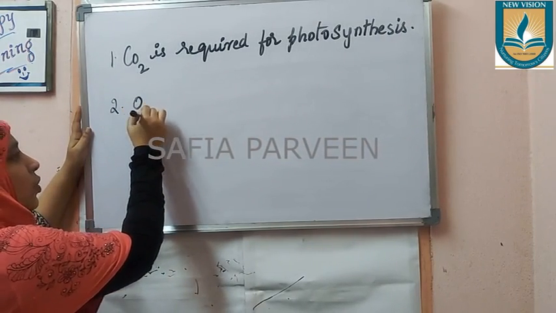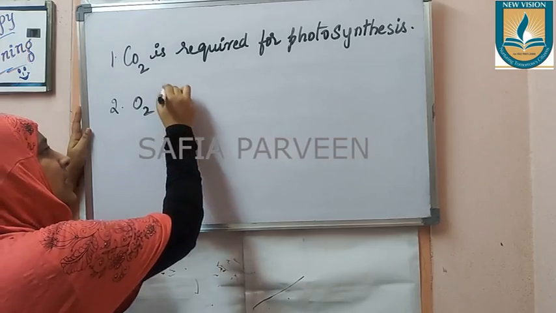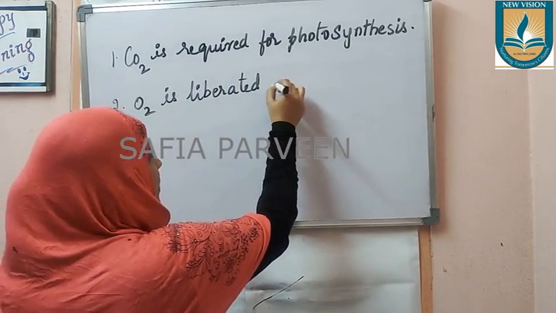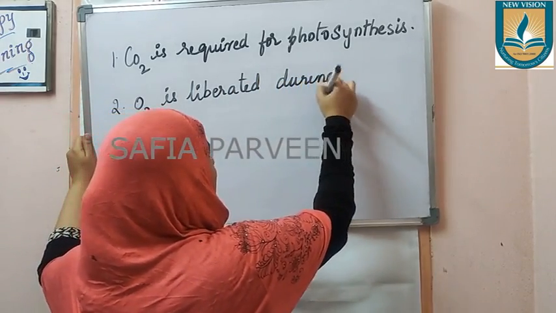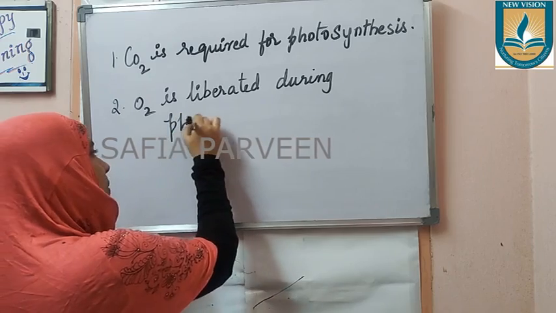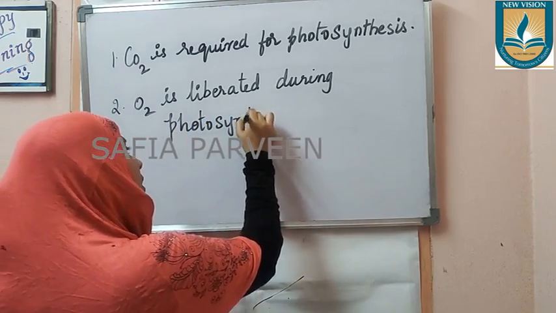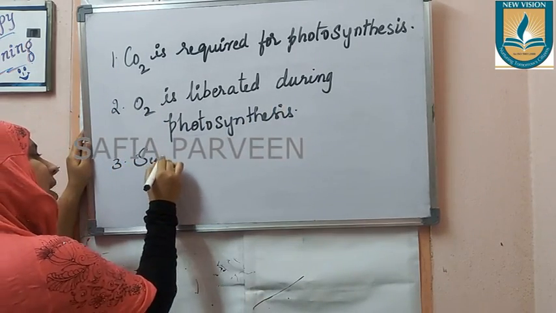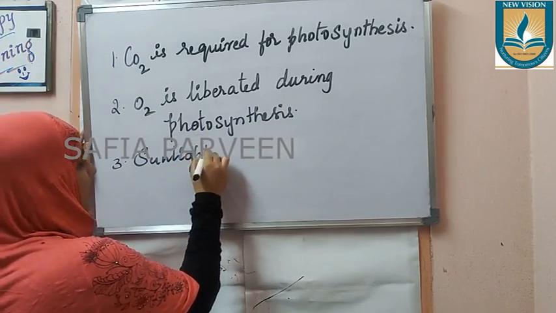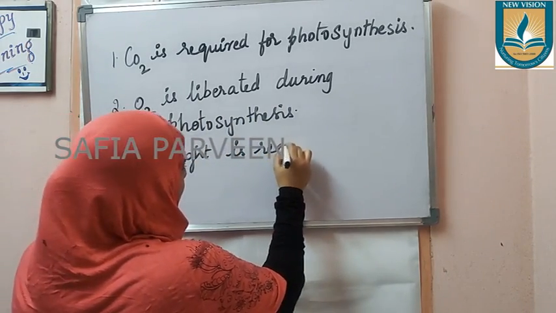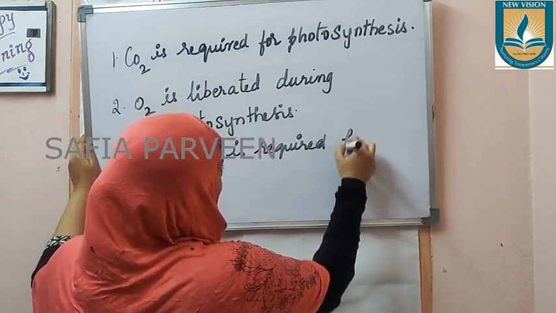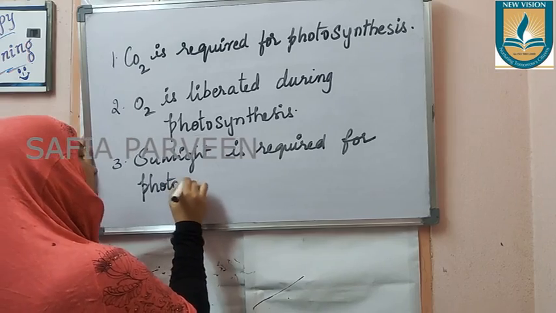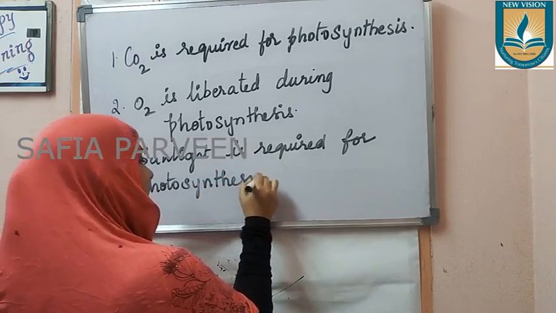Second, when photosynthesis is completed, oxygen is liberated. This also can be proved. Oxygen is liberated during photosynthesis can also be proved with the help of an experiment. Third experiment: sunlight is required for photosynthesis. So these three experiments we will deal with.